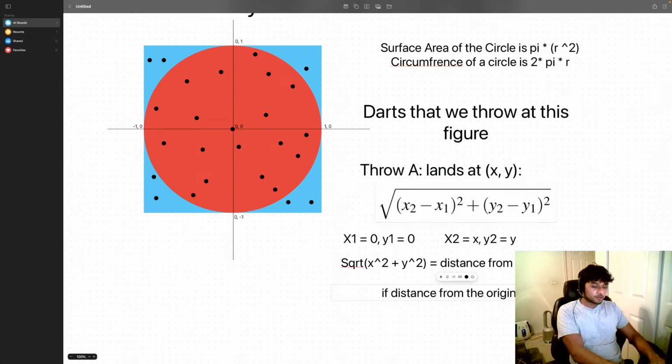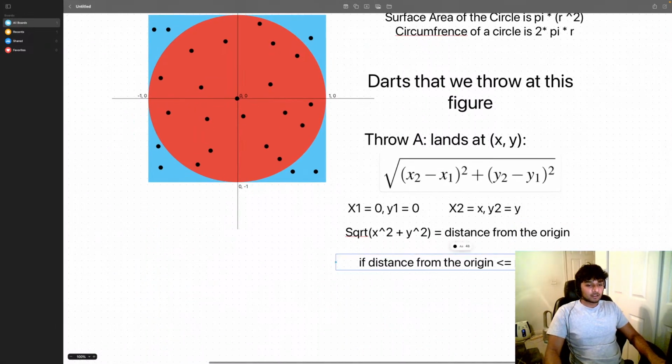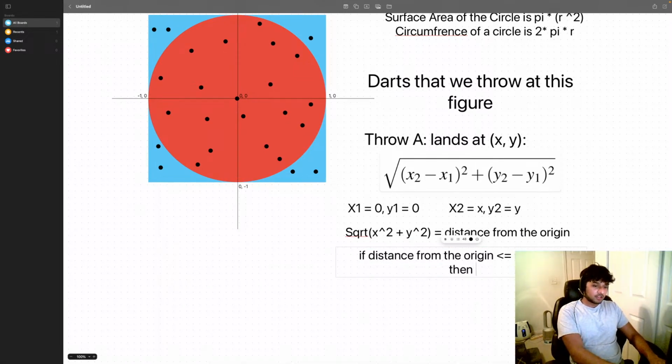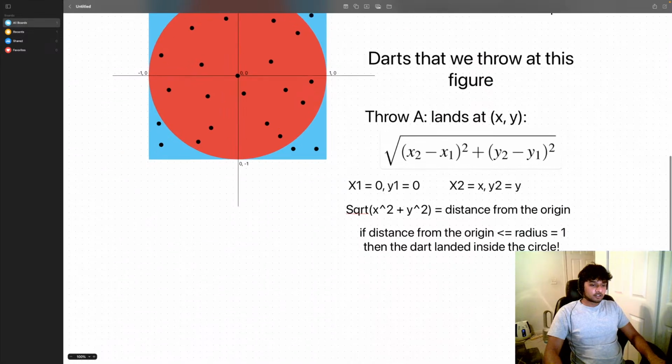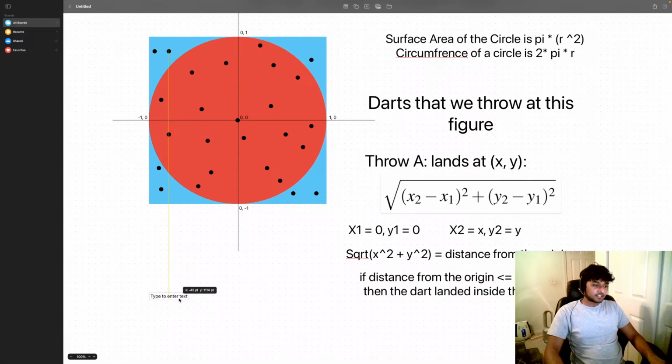So if the distance from the origin of the dart throw is less than the radius, which is equal to 1, then the dart landed inside the circle, right? So now let's develop a ratio, guys.